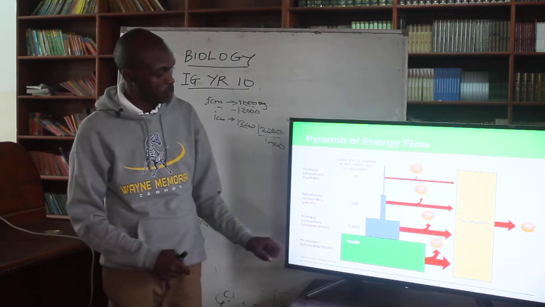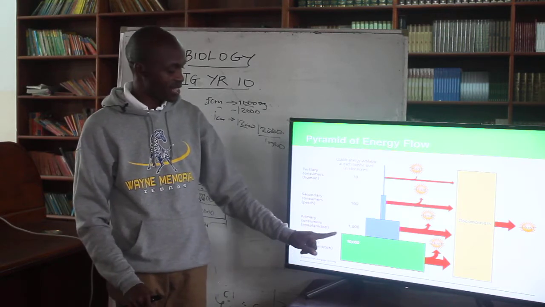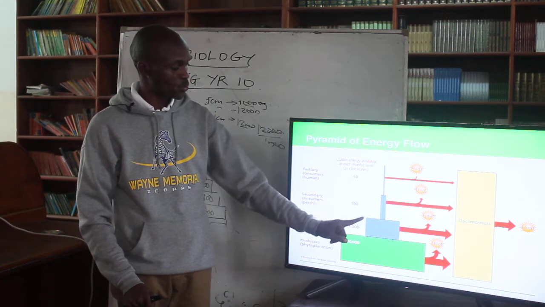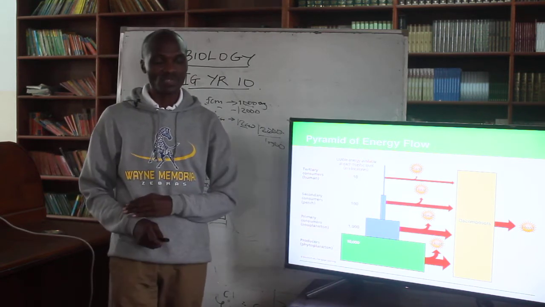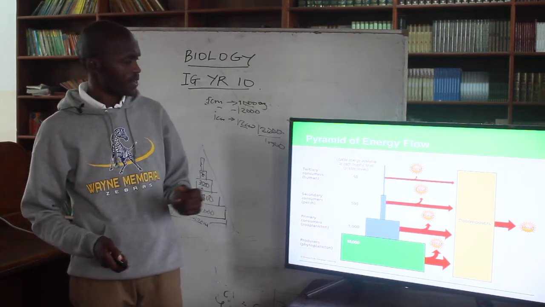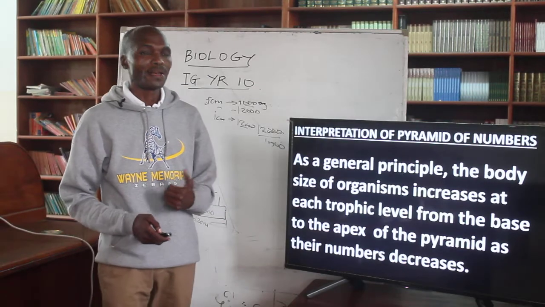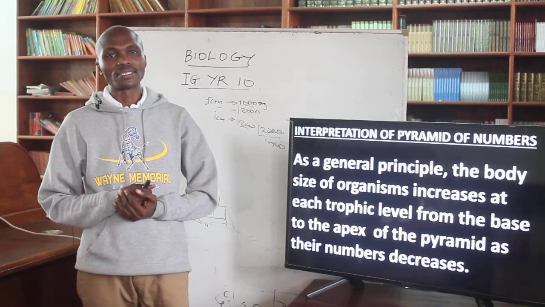So we are supposed to maintain the width. The width of this particular rectangle should always be uniform to all those particular successive levels. Otherwise, you may have a different histogram. Now, how do we interpret the pyramid of numbers?